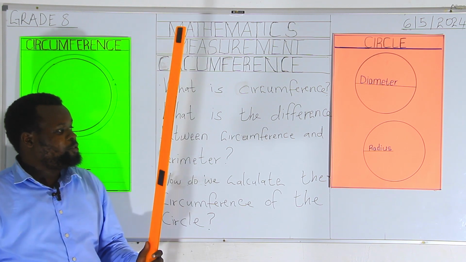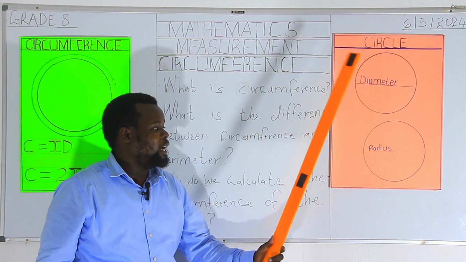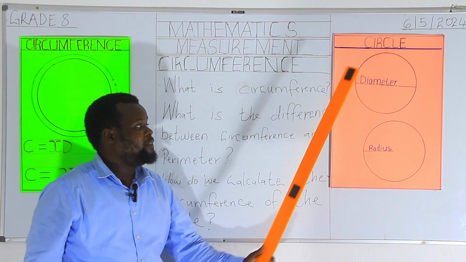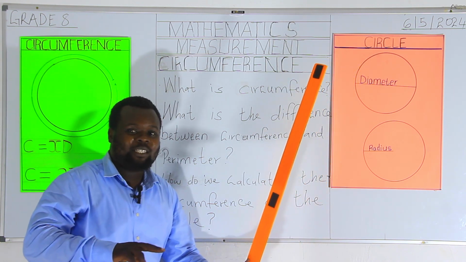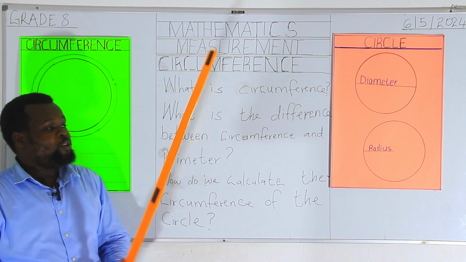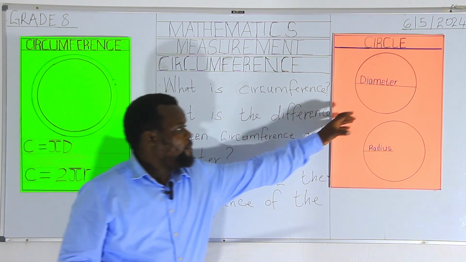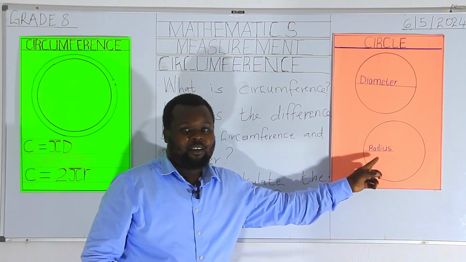What is the relationship between radius and diameter? Radius is half the diameter, whereas diameter is twice the radius. So if you divide the diameter by 2, you get the radius.